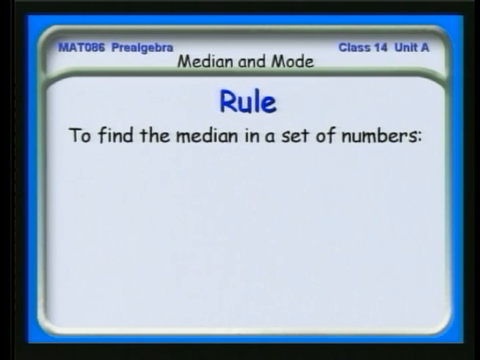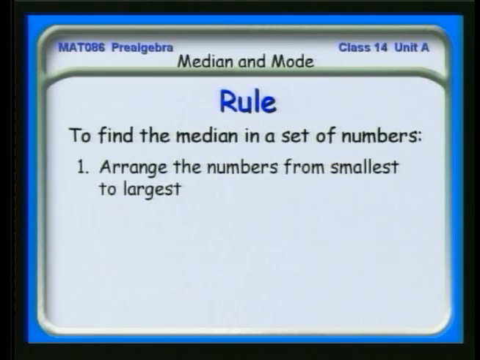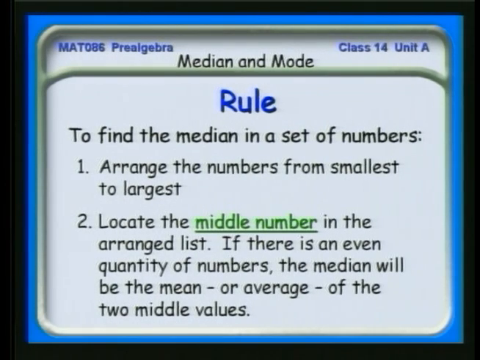First of all, to find the median in a set of numbers, you arrange the numbers from the smallest to the largest, and you locate the middle number. If you have an even set of numbers, you take the average of the center two to get what the middle of the list would be.